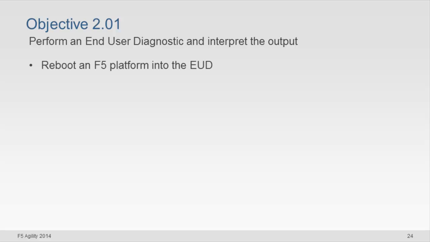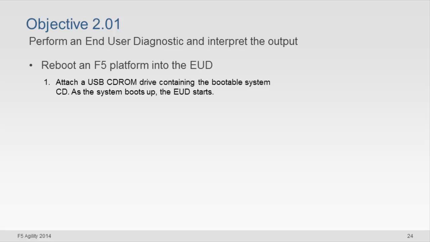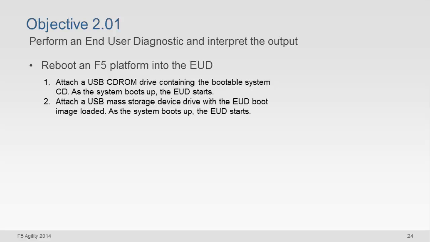The way we do that is we're going to reboot the F5 platform into EUD. This is where it falls apart for VE, because VE is software only, right? So if I reboot into an EUD, I'm no longer in the hardware and I'm no longer in the software for us to run. The way we boot into it is we can either attach a USB CD-ROM drive containing the bootable image on a CD, and as the system boots up, the EUD will start if we're booting from that location.